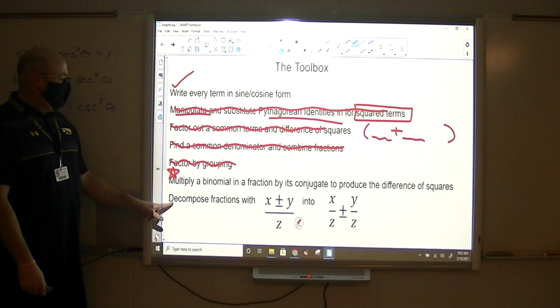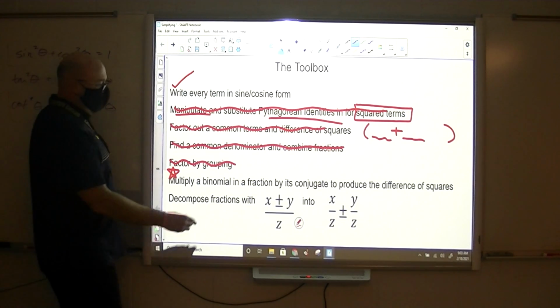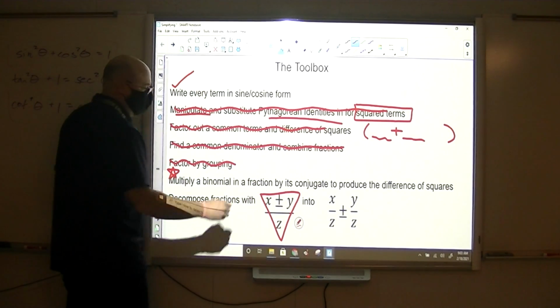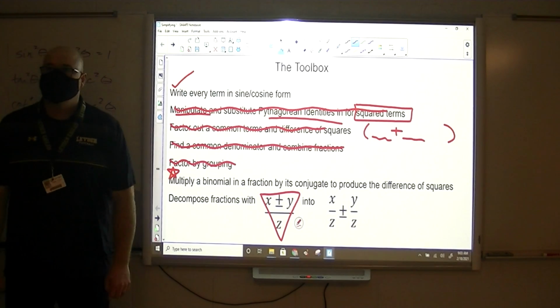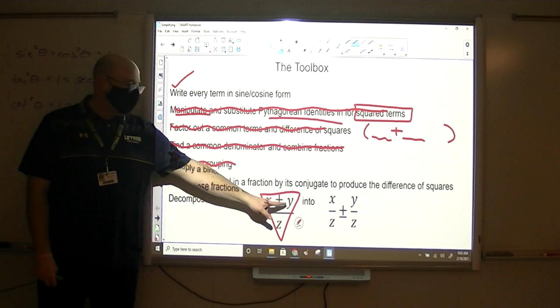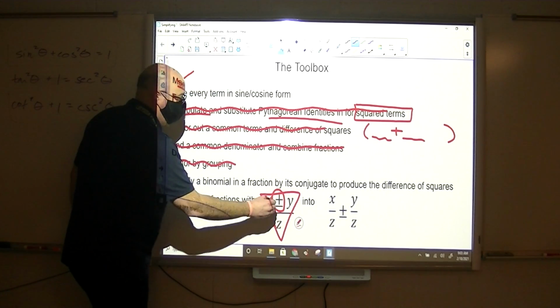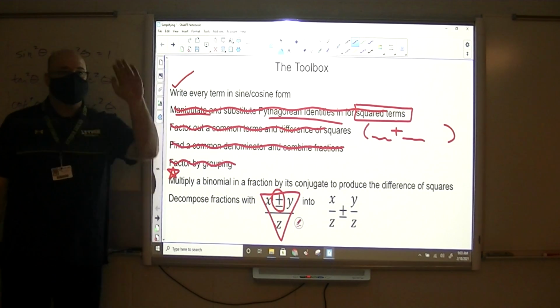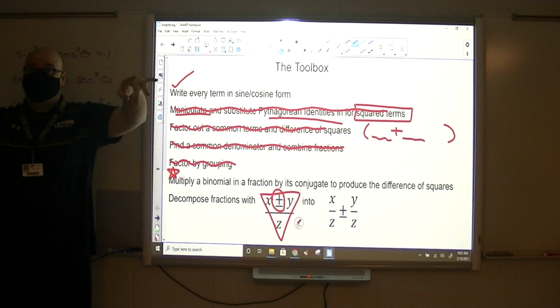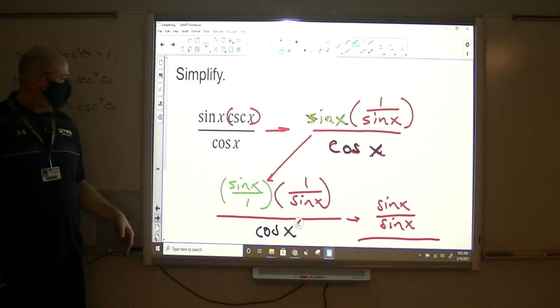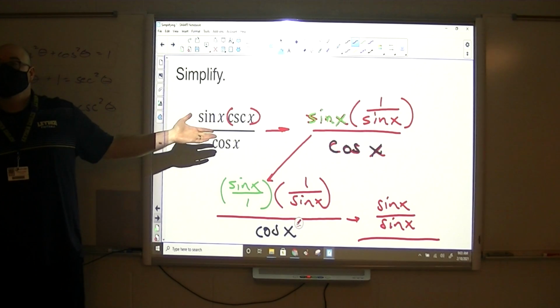Okay? Last tool is to decompose a fraction. We talked about decomposing fractions on Tuesday. We need to have this inverted triangle format in order to do that. There needs to be a plus or a minus in the numerator. There needs to be a sum or a difference in the numerator in order to break that up. I don't have that here.